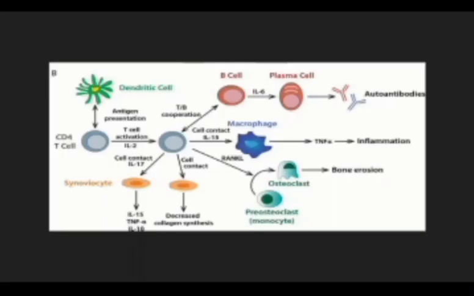This slide further elaborates how T cells and B cells lead to the destruction of joints while trying to fight RA. It better shows the outcome of each cell's path.